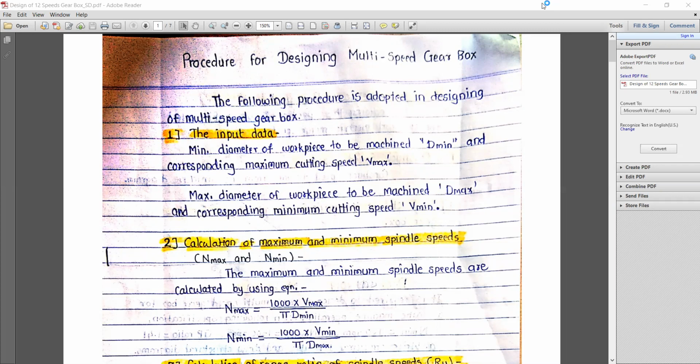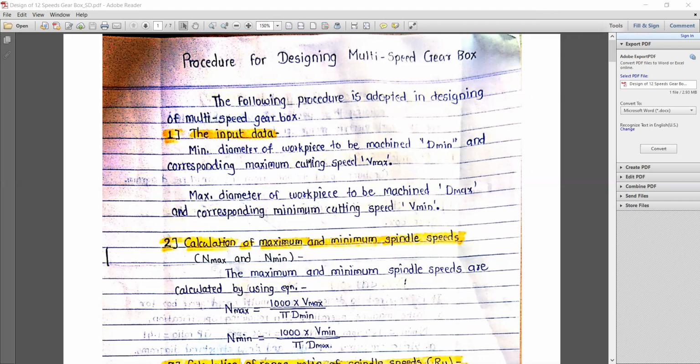We need to adopt the following procedure while solving the design of a multi-spindle gearbox. First step, write down the input data. The minimum diameter of the workpiece to be machined, D minimum, and the corresponding maximum cutting speed, that is Vmax, should be mentioned. Then the maximum diameter of the workpiece to be machined, D max, and the corresponding minimum cutting speed, V minimum, you have to give these inputs.